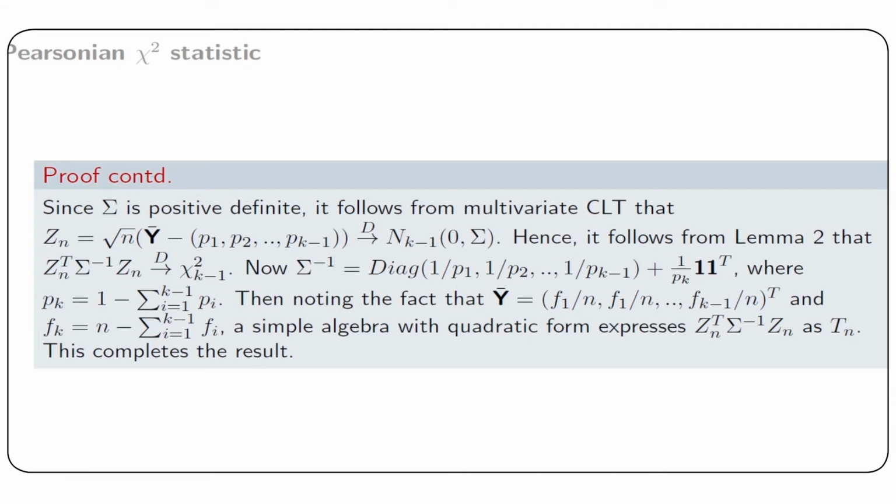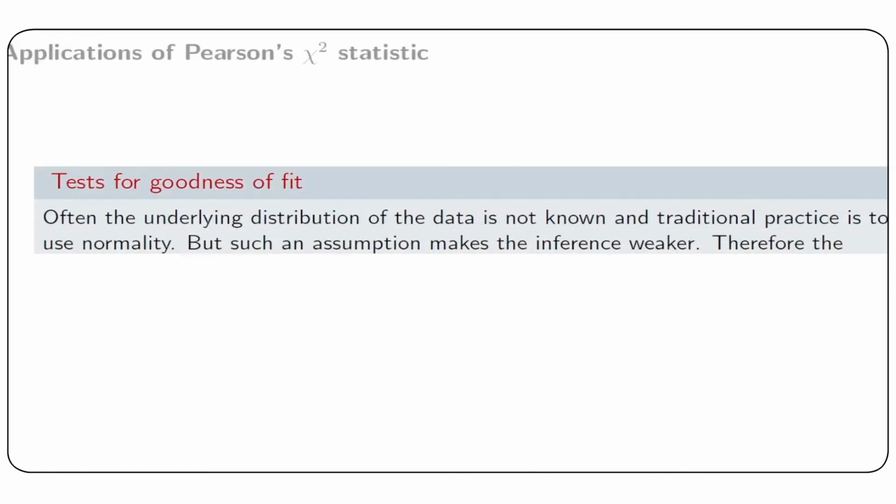What are the applications of Pearson's chi-square statistic? So we have defined Pearson's chi-square statistic and obtained its large sample distribution. So let us just enumerate its applications in statistics. The first application is known as tests for goodness of fit.